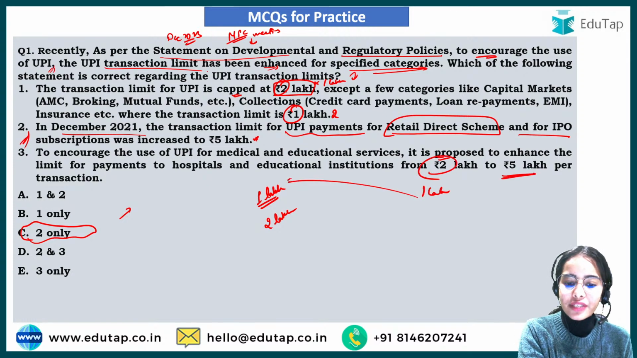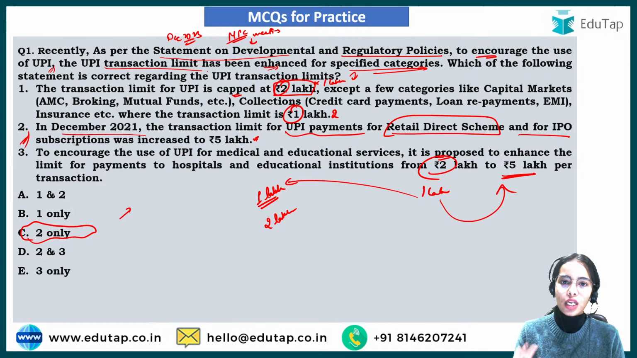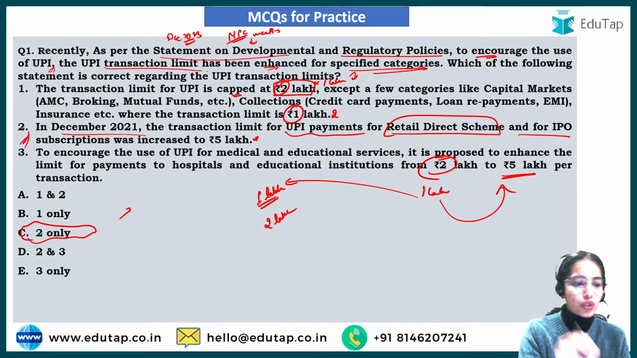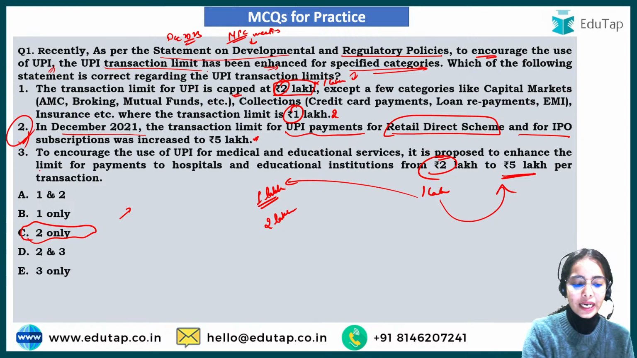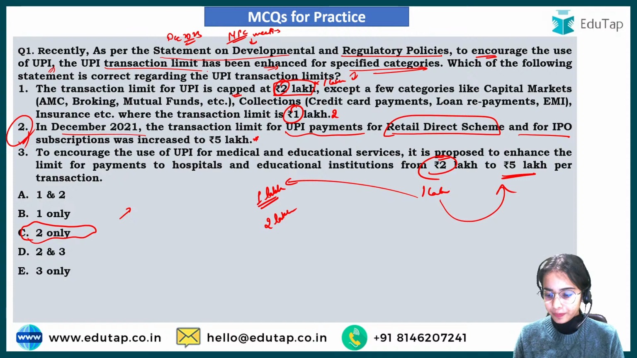For all UPI transactions except capital markets, insurance payments and collections, there was a limit of 1 lakh. So for medical and educational services also, the limit was 1 lakh. That has been increased to 5 lakh. So you have to be very clear with the UPI transaction limits. Here only the second statement was correct. The first and third statements are incorrect. So here C is the right answer.